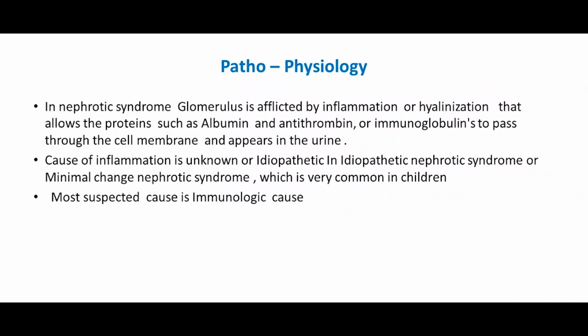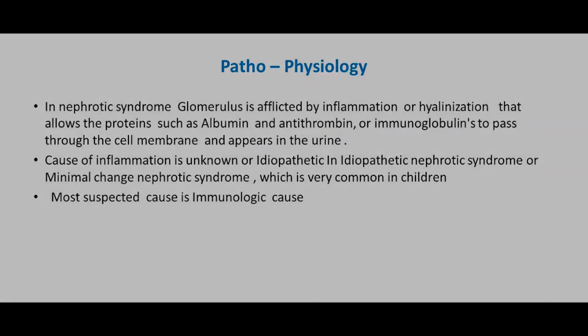In nephrotic syndrome, the glomerulus is afflicted by inflammation or hyalinization. These are the two predicted causes. Either the permeability of the glomerulus is going to increase because of the inflammation of the glomerulus or hyalinization, that allows proteins such as albumin, antithrombin or immunoglobulins to pass through the cell membrane and appear in the urine. This is the most predicted cause till today. The cause of inflammation and hyalinization is again unknown, and therefore it is usually called idiopathic nephrotic syndrome or minimal change nephrotic syndrome, which is very common in children, and today we are going to discuss idiopathic nephrotic syndrome or minimal change nephrotic syndrome and the Ayurvedic approach.